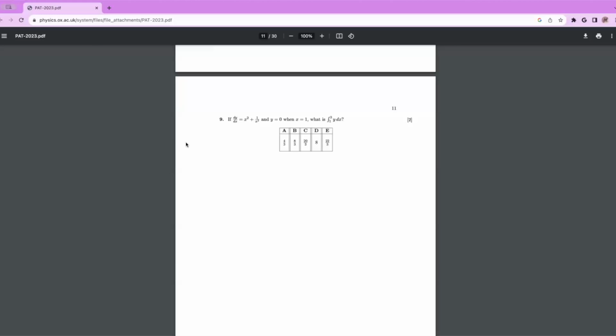Okie dokie. So if dy/dx is equal to (x squared plus 1) over x cubed, and y equals 0 when x equals 1, what is the integral from 1 to 3 of y with respect to x? So we're given a differential equation and an initial condition here, which means that y of 1 is equal to 0, since it says when x is 1 and not when y is 1.